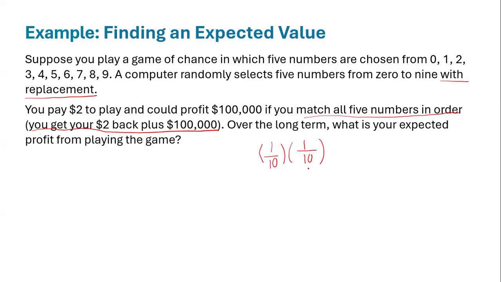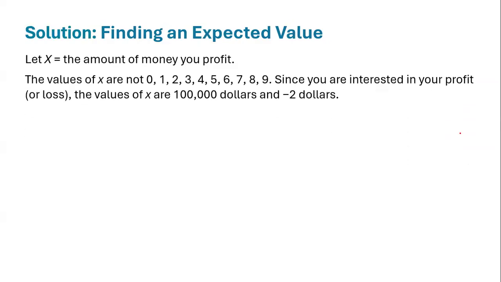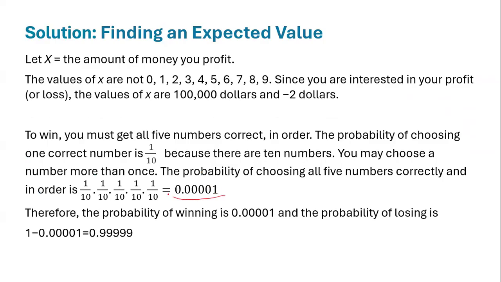What's the probability of getting the third number correct? 1 over 10. The fourth number correct, 1 over 10. And the fifth number correct, 1 over 10. That's the probability of matching all 5 numbers in order. And the answer, after multiplying all these fractions, is 0.00001. And that's the probability of winning that prize.